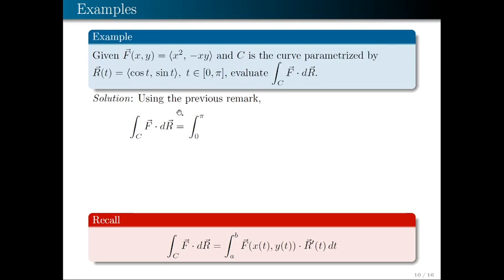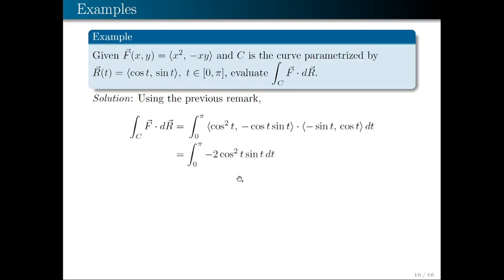So we now have the line integral equal to the integral from t running from 0 until pi. F would now be written out as such. x is cosine t, so x squared is cosine squared t, and y is sine t, so negative xy would be negative cosine t sine t. Then dotted with dr, which is replaced by r prime dt. r prime is given by negative sine t, cosine t, dt. Next we get the dot product between these two vectors. The dot product is simply negative 2 cosine squared t sine t.